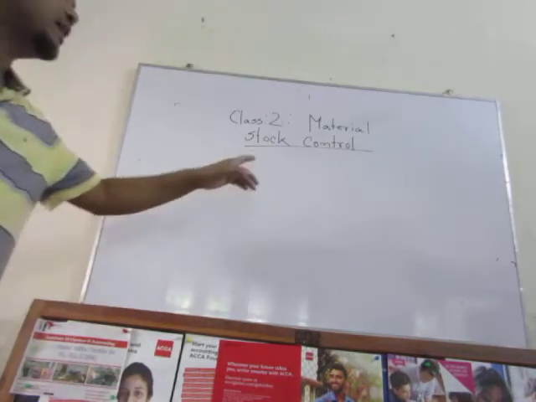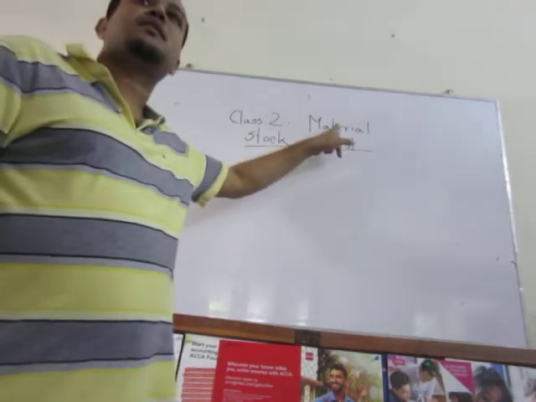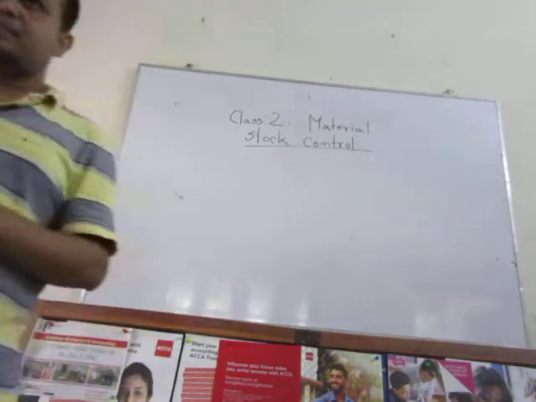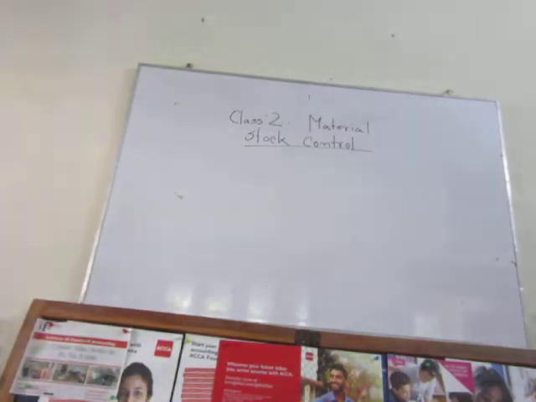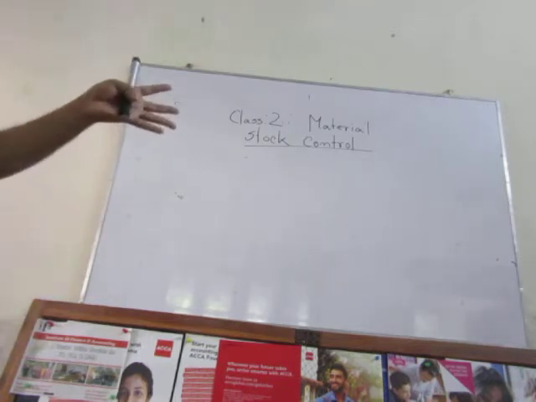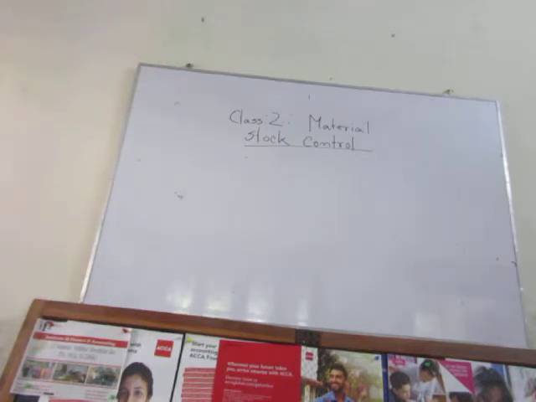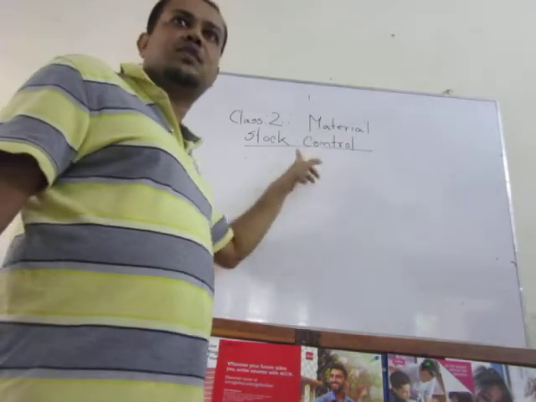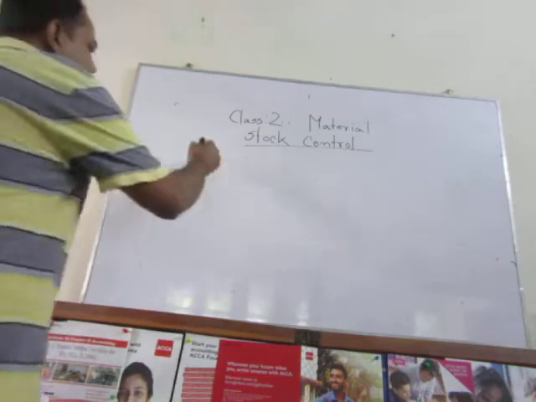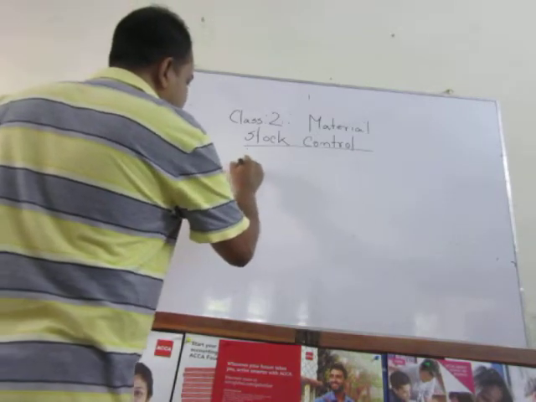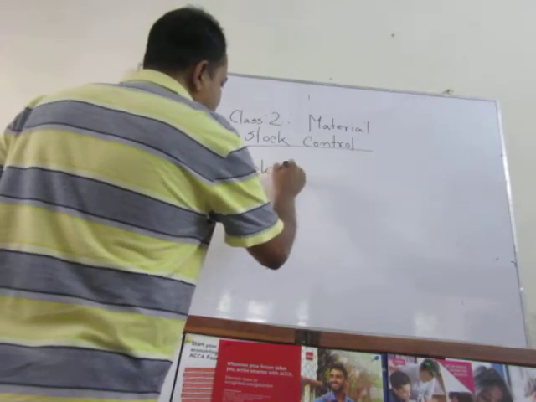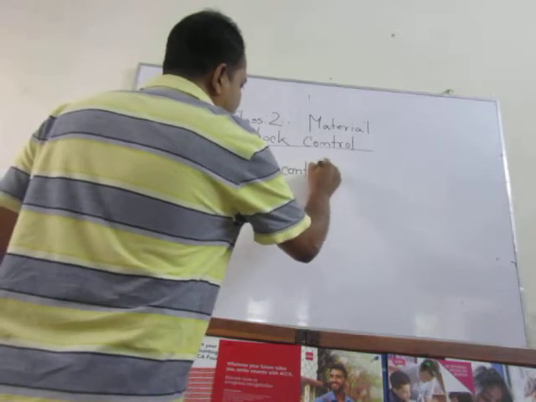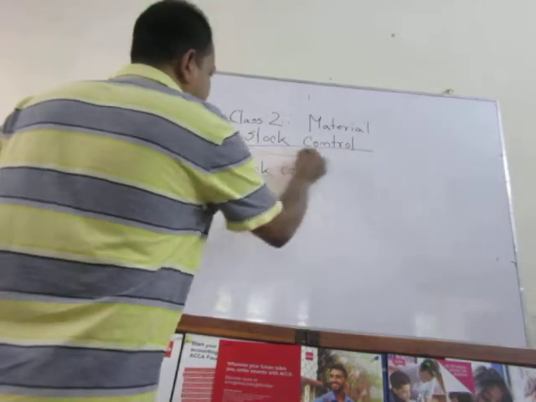So on an elementary basis, we have discussed that material is a kind of cost, right? Material is a kind of cost, so we have to control it. Now in this chapter, we try to focus on how we can do that. So the word is control. First of all, we will discuss what we mean by material stock control.